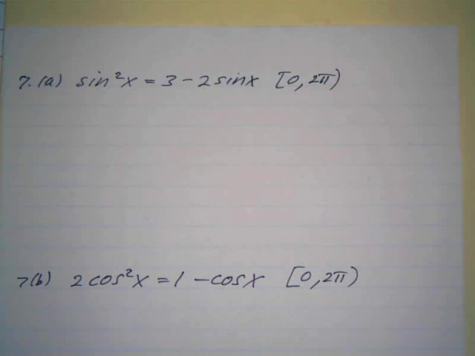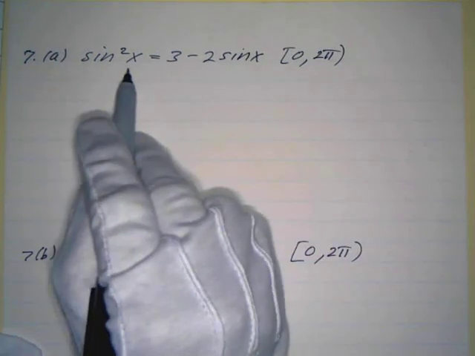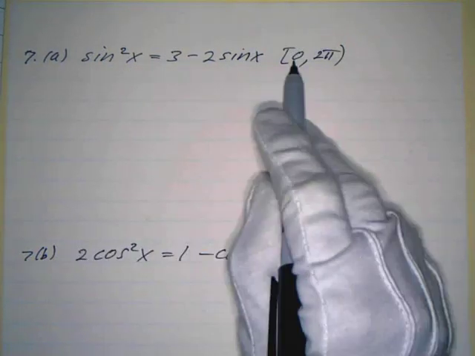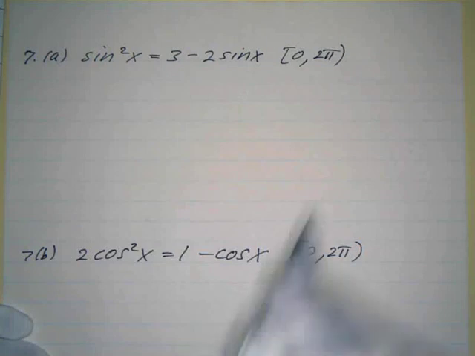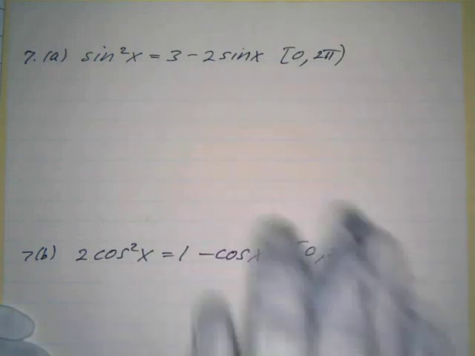Okay, here's some more of the equations. Now these are a little bit more complicated, and this is a little bit more of a blend of algebra and trigonometry. And again, we have sine squared of x equals 3 minus 2 sine of x on the interval 0 to 2 pi. And number 6, I don't know if I forgot to write that down, but it was also the same interval 0 to 2 pi. That was our restricted domain.